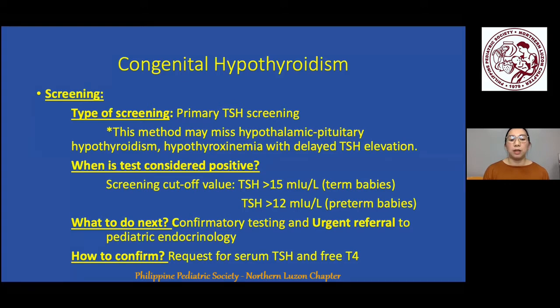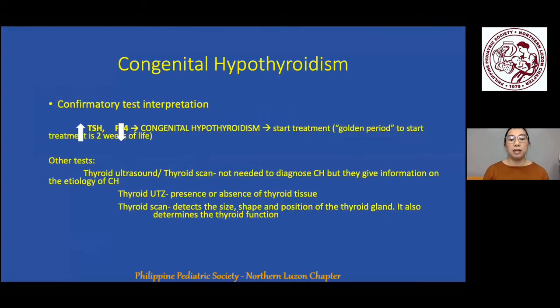So what confirmatory tests are requested? Your serum TSH and your free T4. How do we interpret the confirmatory test? An elevated TSH and a low level of FT4 confirm the diagnosis of congenital hypothyroidism. So upon diagnosis, treatment should be commenced immediately. The golden period to start treatment is 2 weeks of life.